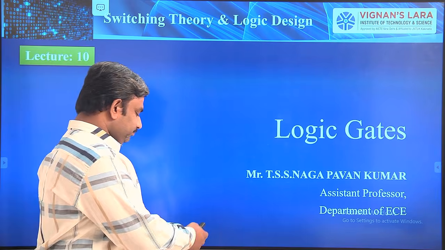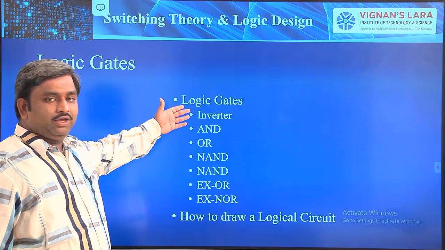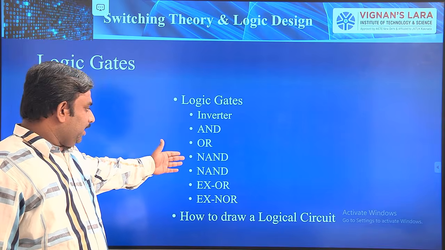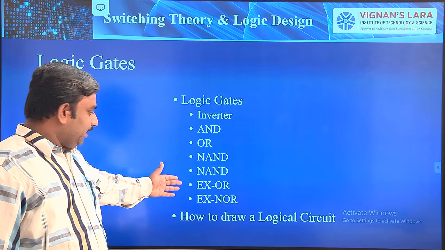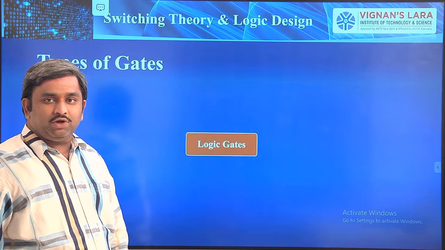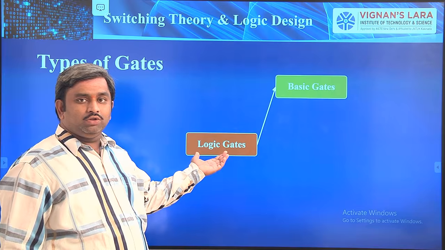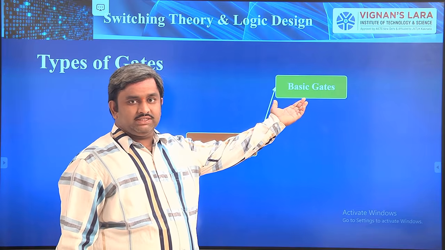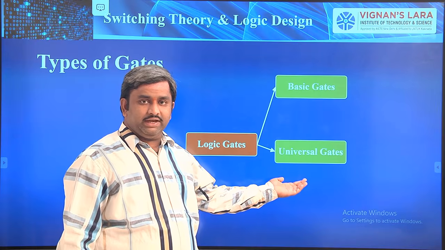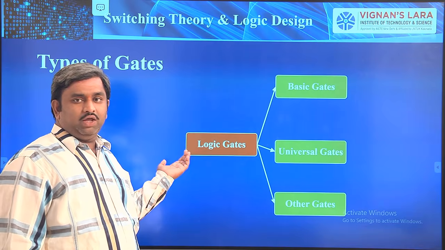So coming to here, we have different types of logic gates like inverter, which we can call the NOT gate, AND gate, OR gate, NAND gate, NOR gate, EXOR and XNOR gates. First we will see the types of these logic gates. The complete logic gates are divided into three parts: the first is basic logic gates, the second is universal gates, and the third is other gates. These are the major classification of the logic gates.